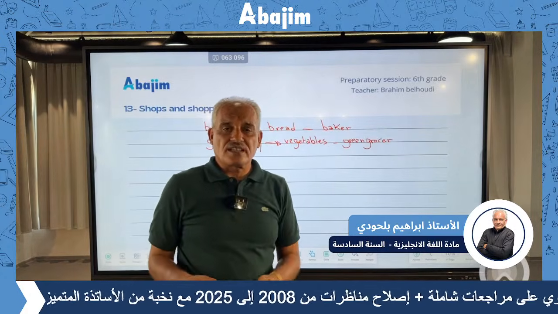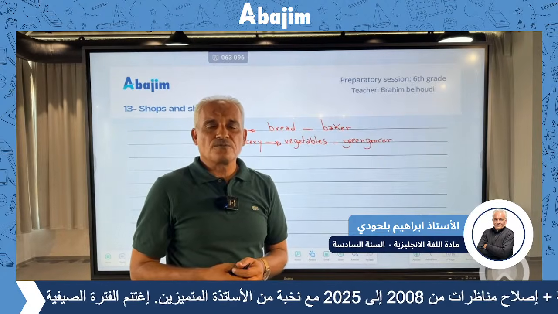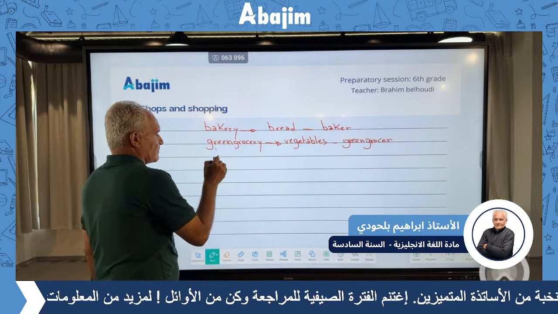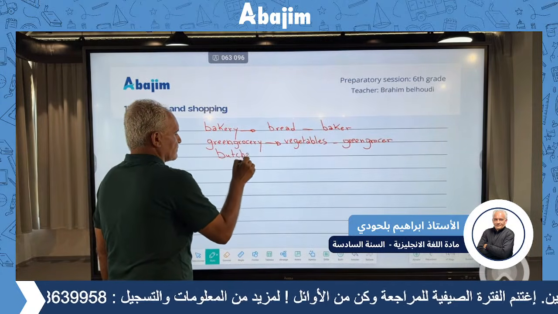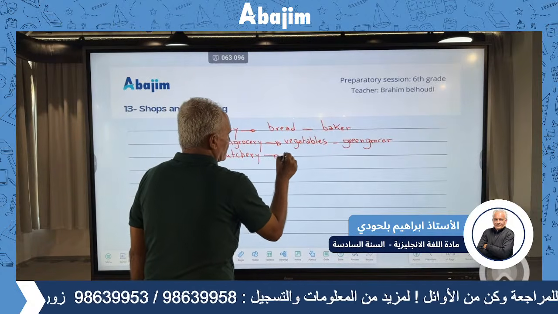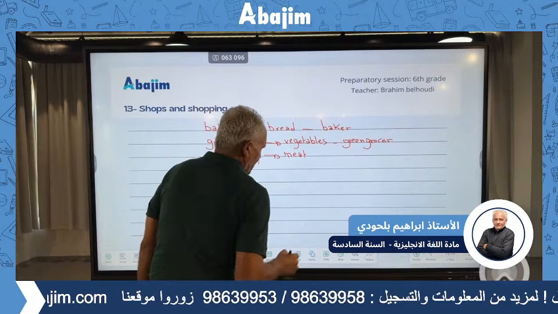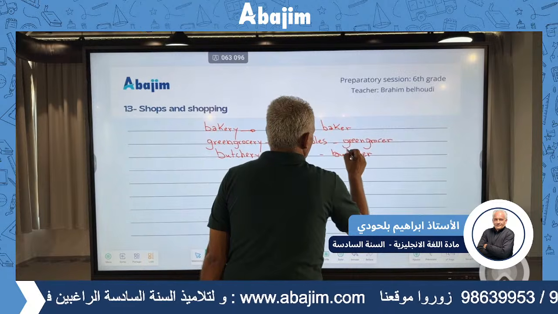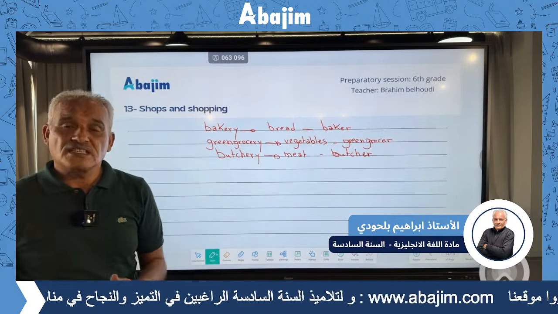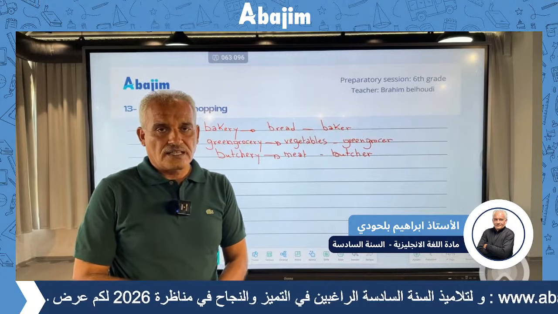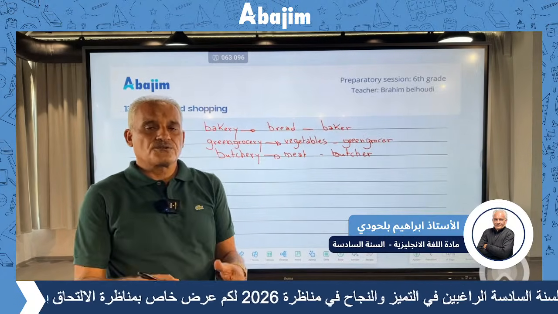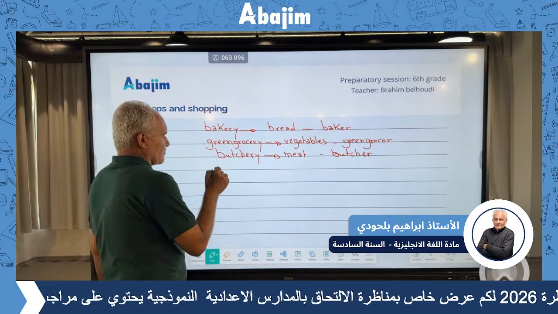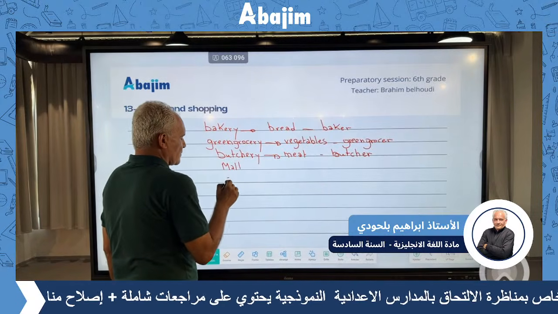And the person who works there, the person who sells vegetables, is the greengrocer. Then the butchery. You can find meat there. And the person who works there is the butcher. So customers, when they need meat, go to the butchery to buy meat. The butcher sells meat.